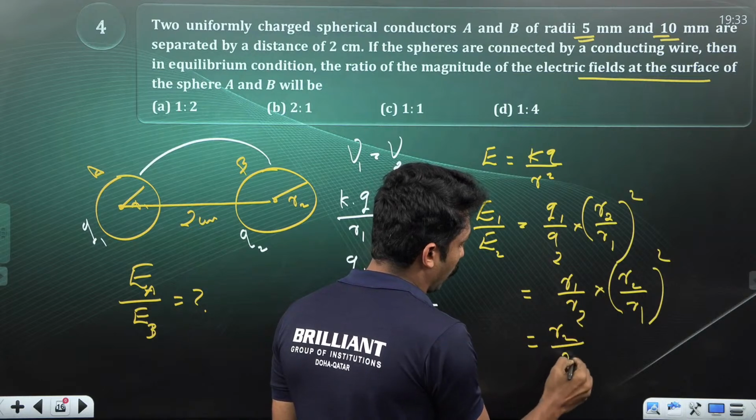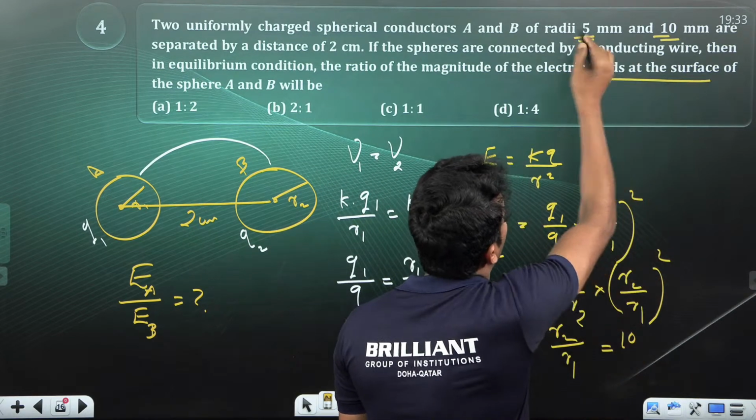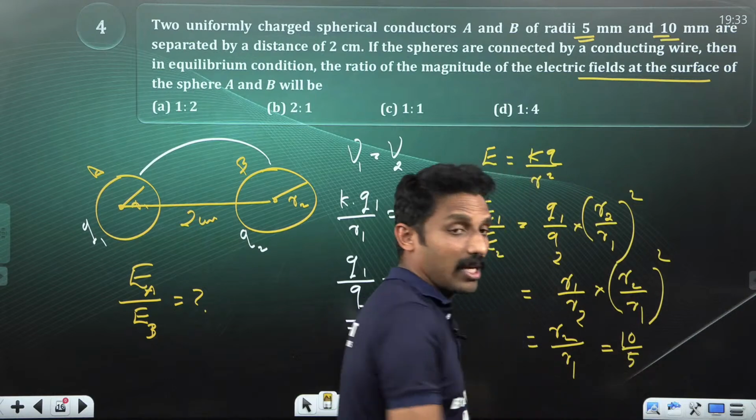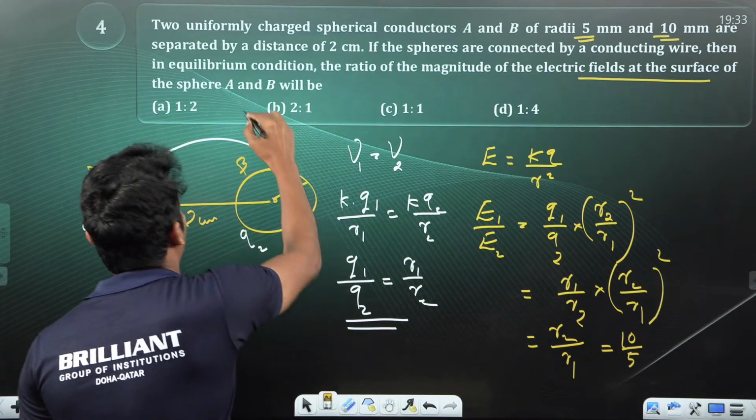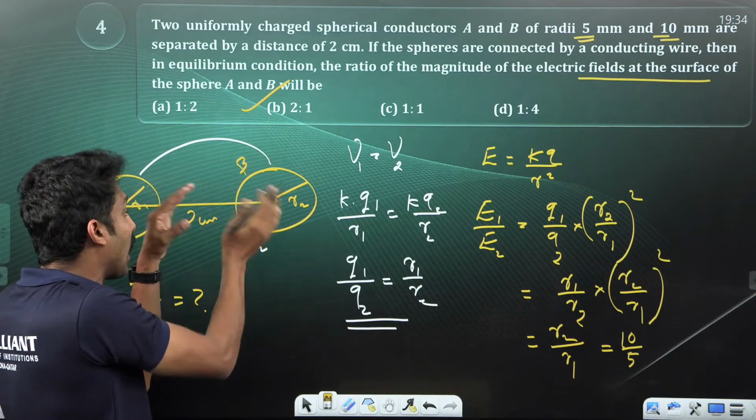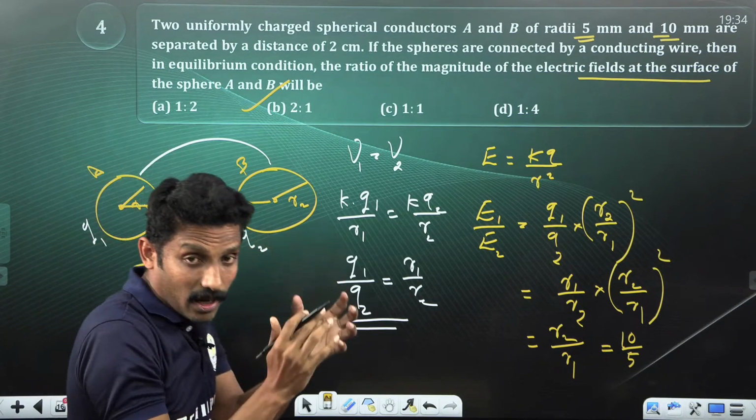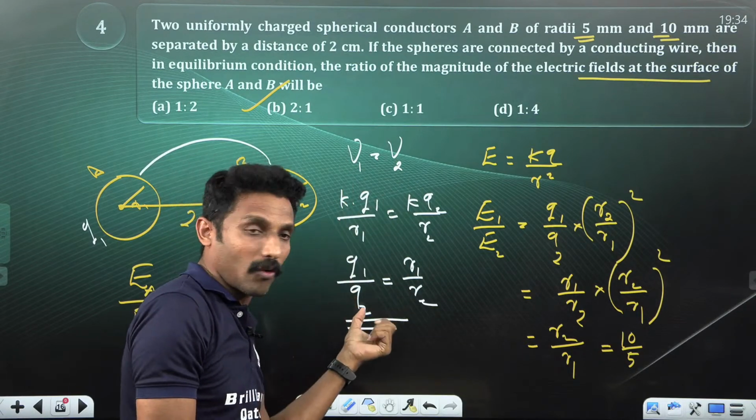Now this one is R2 divided by R1. And R2 given is 10 millimeter, R1 is 5 millimeter, the millimeters cancel, and the answer is 2:1. The idea is that when the spheres are connected with the conducting wire, there will be charge distribution till the potential remains the same. Till the potential remains the same, you get a ratio of charge.